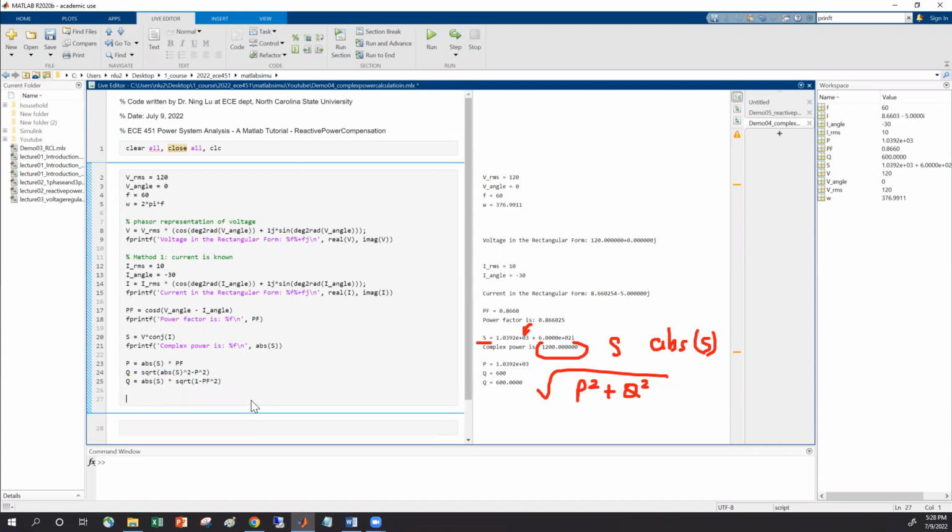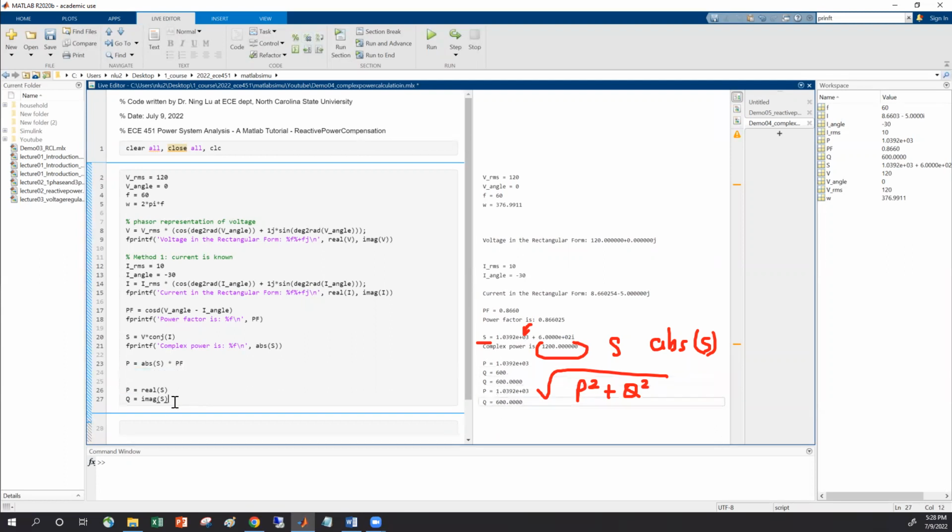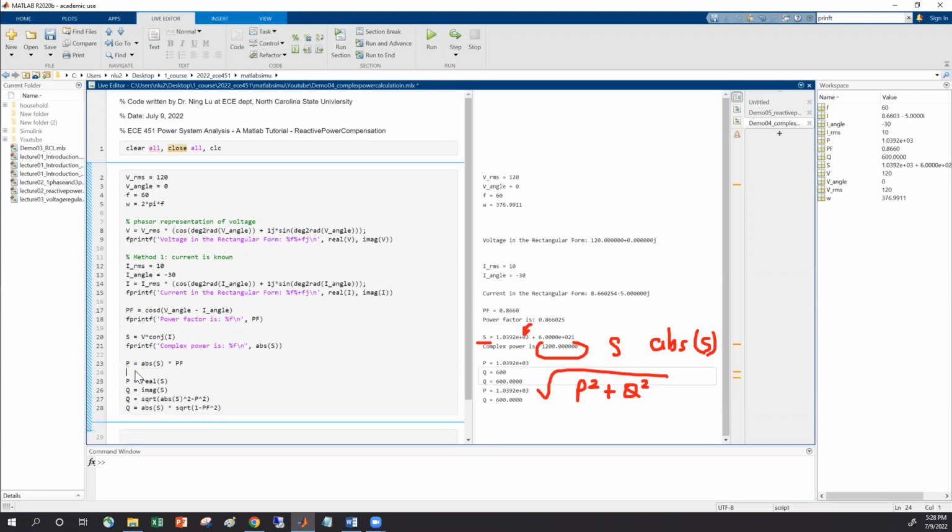The last way to do that is to take the real part of S. That will be my P. This should give me the same value. And then I take the imaginary part of S. That should give me the Q. So there are a number of ways you can do it. Either way will work. You can see that this gave me basically the same value. So in total, there are 3 ways that you can compute the reactive power, and these are the ways you can compute the real power. Okay, this is how you do the complex power.